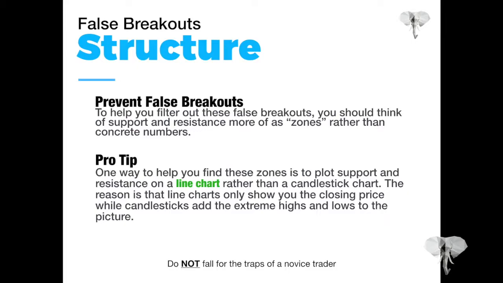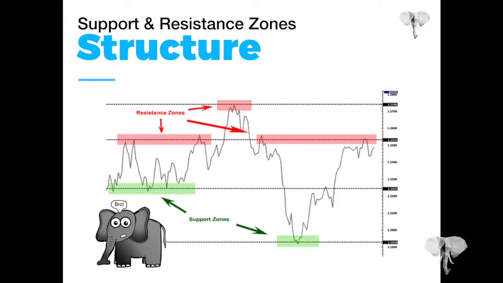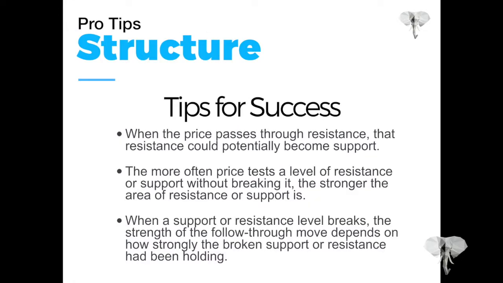Whereas if you use candles, you can get extreme highs and extreme lows from the wicks, and that would be less accurate. So here's an example of using line charts. Here we can easily identify resistance zones and support zones based on the closing price of these line charts. So here are a couple of tips for success when you're looking at structure.